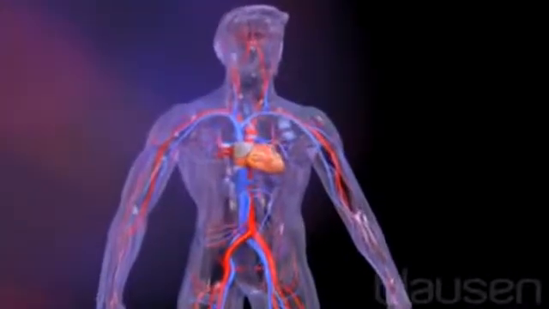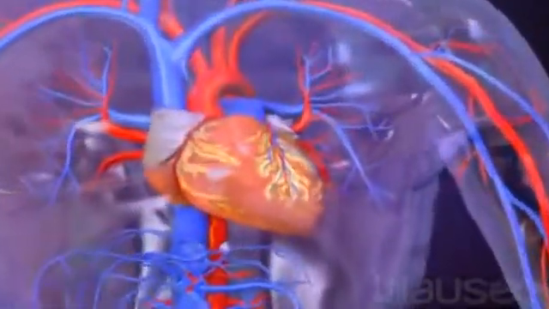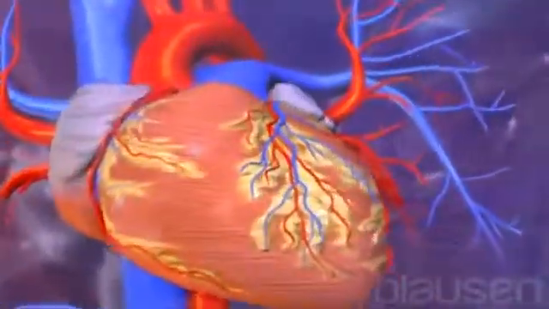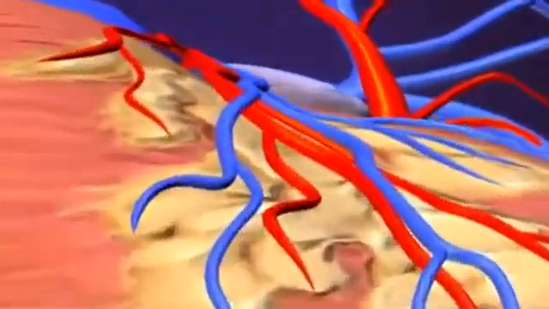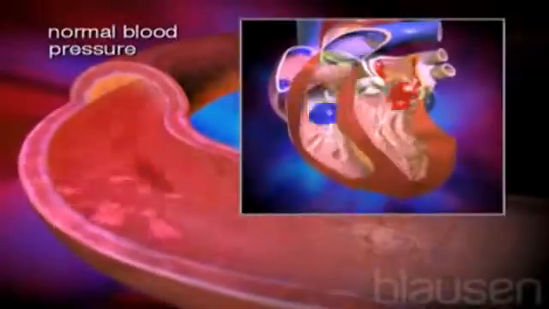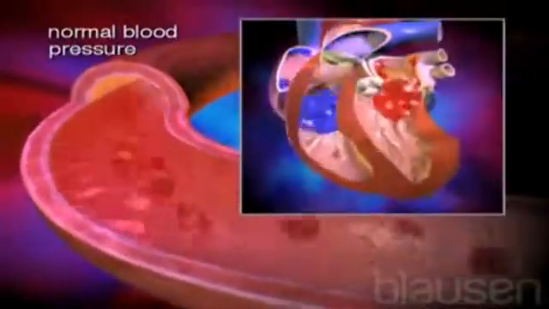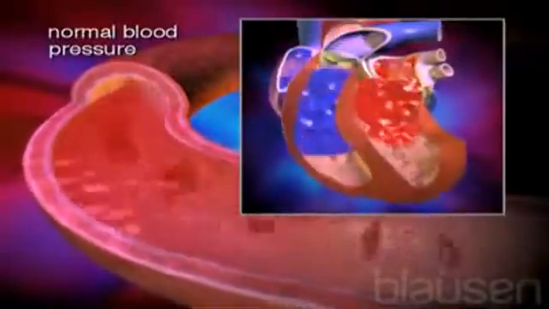The heart is a beating muscle that pumps oxygen-rich blood to the body through a network of arteries and veins. What we commonly call blood pressure is the measurement taken when the heart's left ventricle contracts and blood is forced through the arteries. As the blood travels from the heart, it exerts pressure against the walls of the arteries. This is referred to as blood pressure.